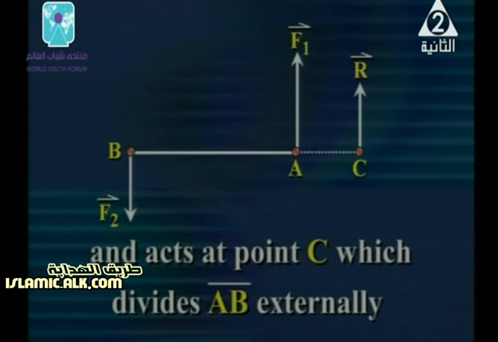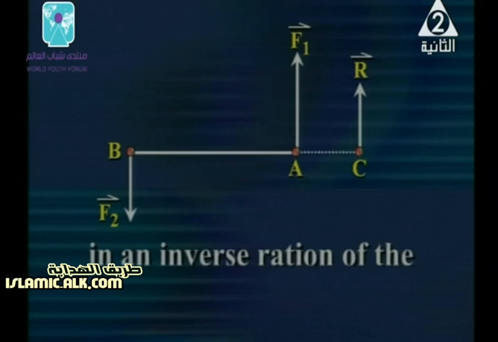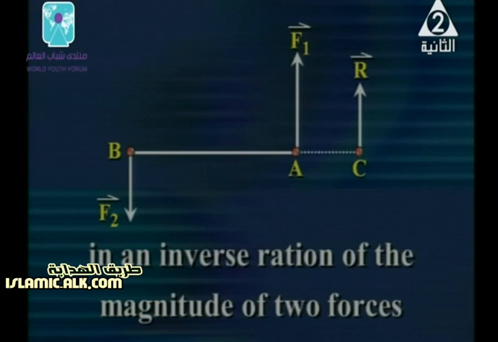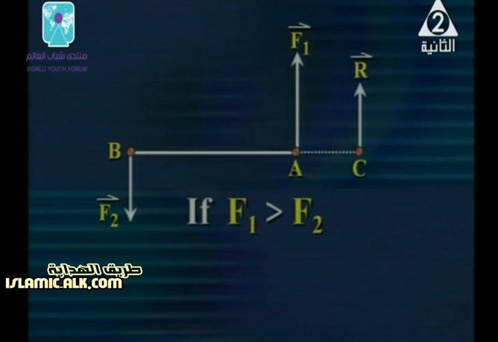Remember, dear student, we have two forces, F1 and F2, in opposite directions. F1 acts at point A, F2 acts at point B. Then R acts at point C, which divides BA externally in the ratio BC to CA. R acts at C in an inverse ratio to the magnitudes of the two forces.